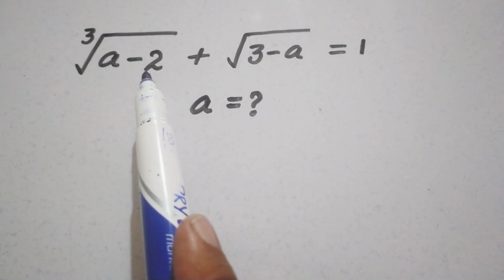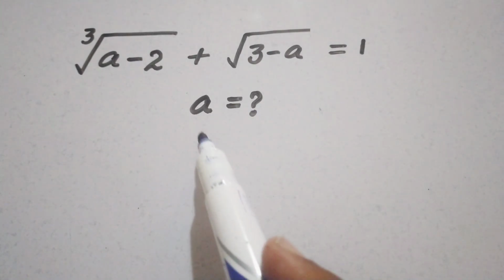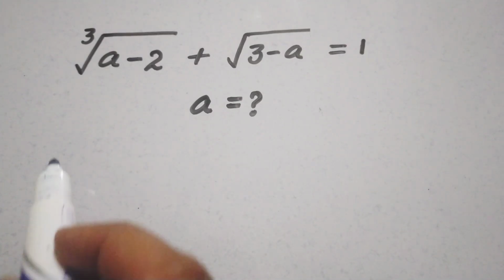Cube root of a minus 2 plus square root of 3 minus a is equal to 1. And we are interested to find a. Let's come to the solution.